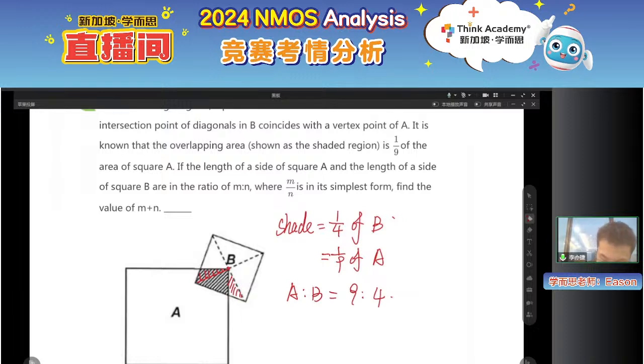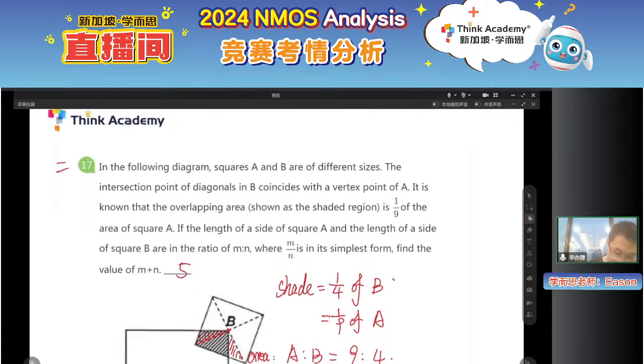But it asks for the side length. This is the area. For side length, because 9 is 3 squared and 4 is 2 squared, the side length ratio of A to B is 3 to 2. So the answer is 5. Easy question.